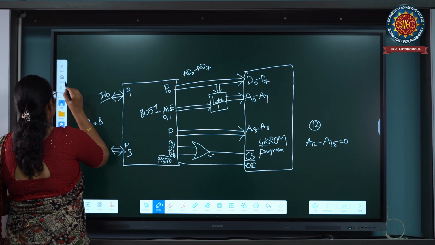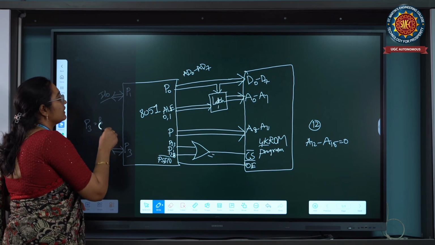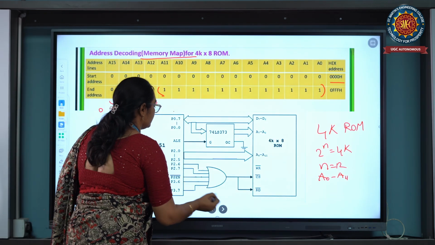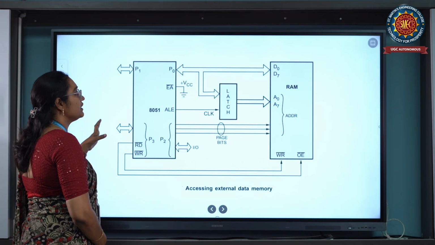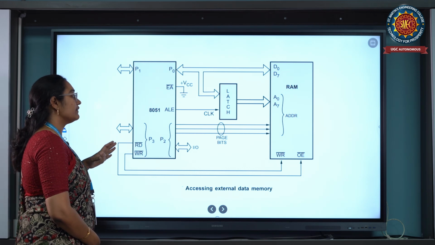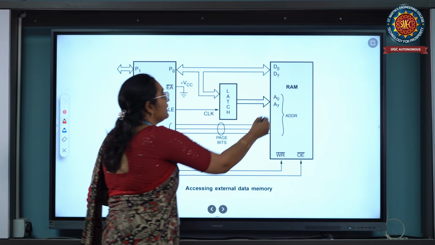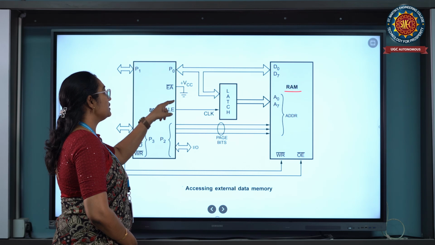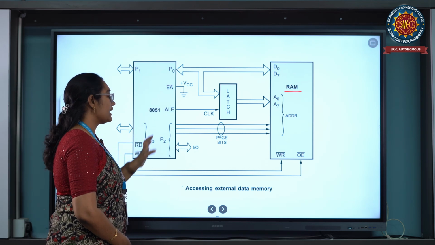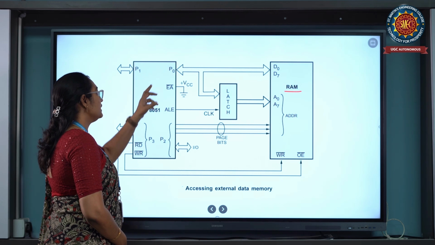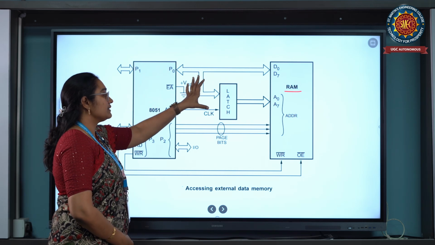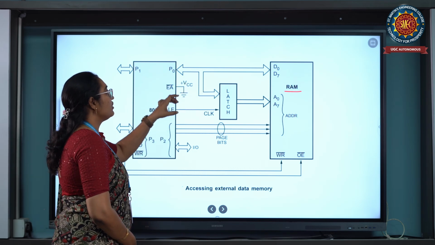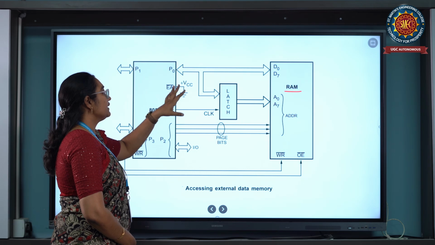Next, coming to the interfacing of random access memory with the 8051 microcontroller. This is the general diagram for the 8051 microcontroller accessing the random access memory. Here we are using 4 ports, and when the address enable pin is connected to ground, then only we access the random access memory. Here port 0 is connected to address lines and data lines, that is A0 to A7 through the latch, D0 to D7.